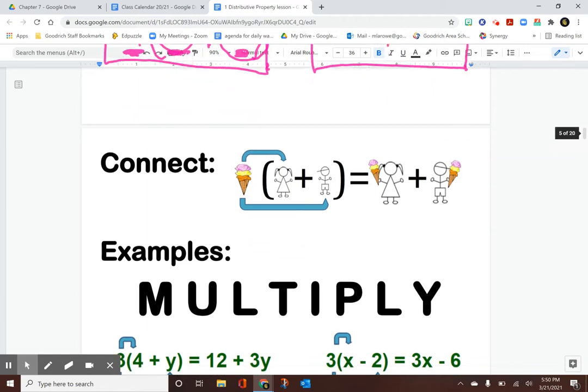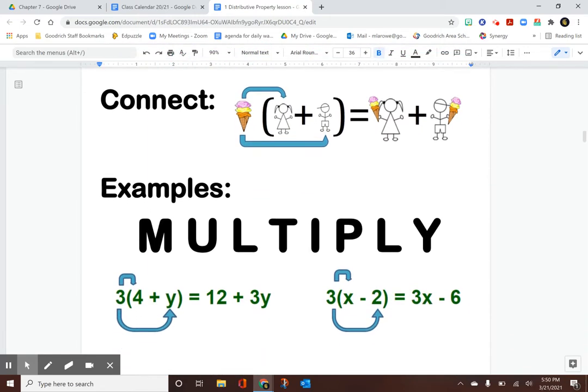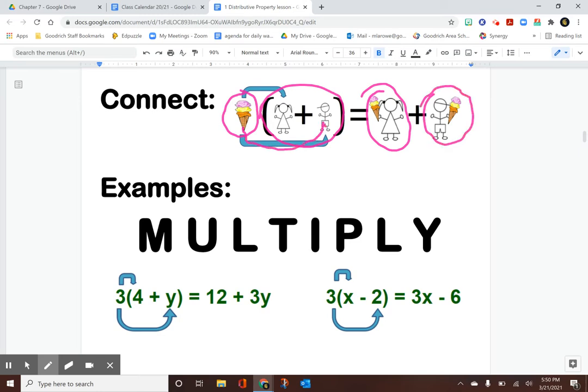So your handout has a connection idea, so you can apply this to the real world. If we wanted to take this ice cream cone and give this ice cream cone to all the kids, we would give the ice cream cone to the girl, and then at the end, she has the ice cream cone. But then we'd also want to give or distribute the ice cream cone to the boy. And then in the end, he has the ice cream cone as well.